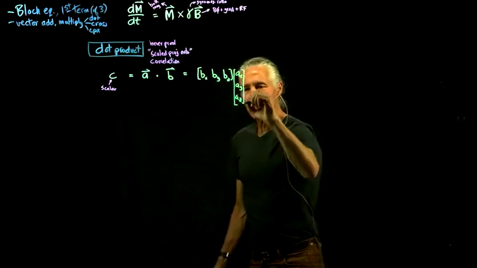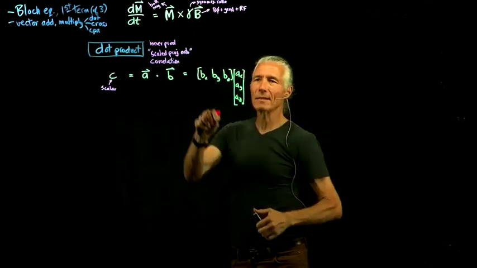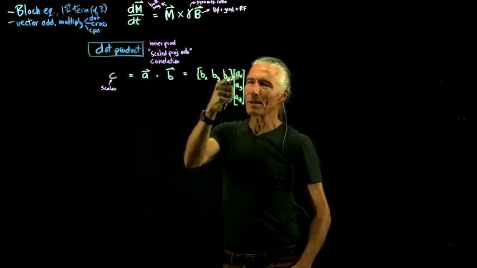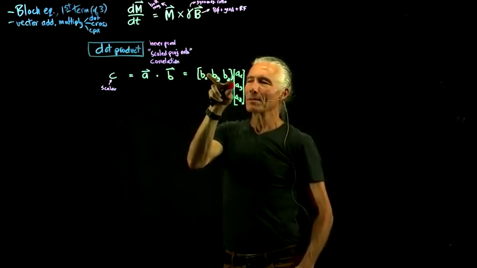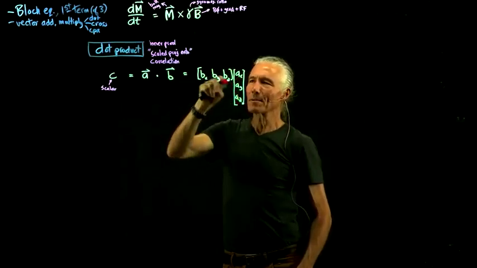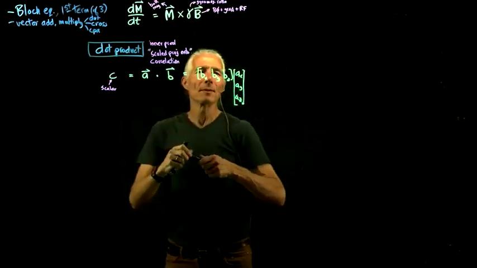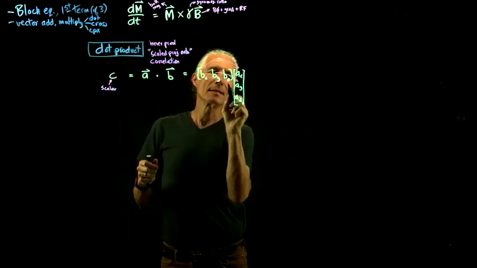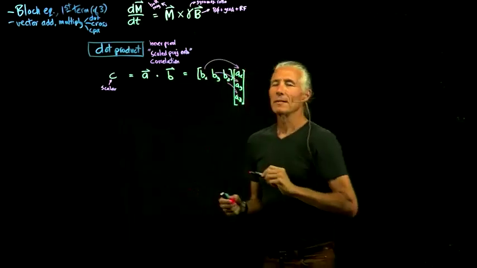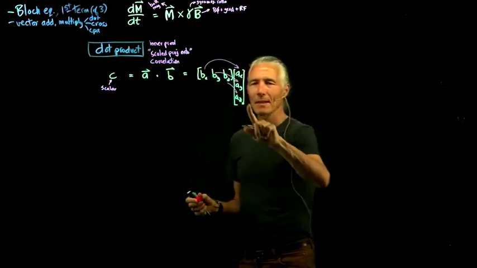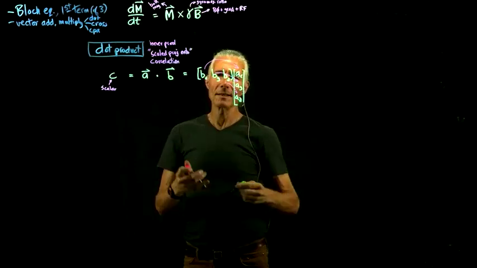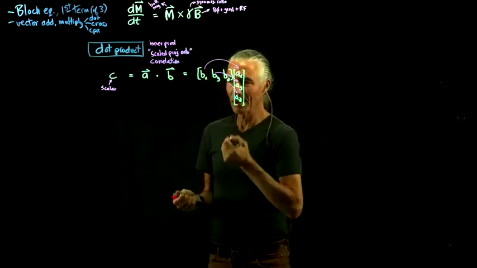And the way you do matrix multiplication is you take a row of the matrix and you multiply each of the members of that row by each of the members of the column. So the bx gets multiplied by the ax, and the by gets multiplied by the ay, and the bz gets multiplied by the az. And then you add them up. So you multiply each of those and then add them up, and that's how you do the dot product.